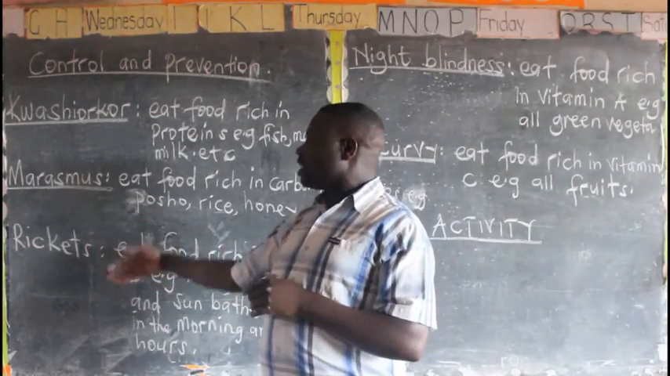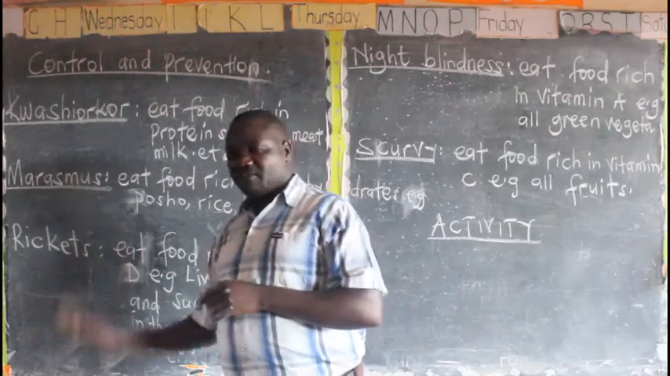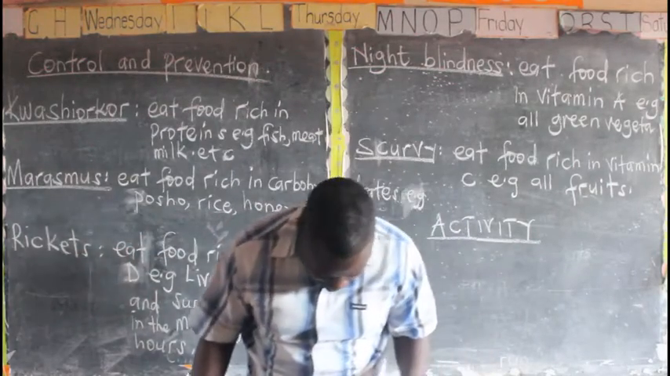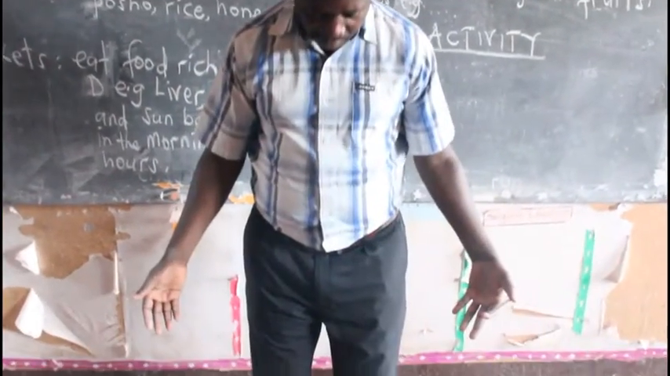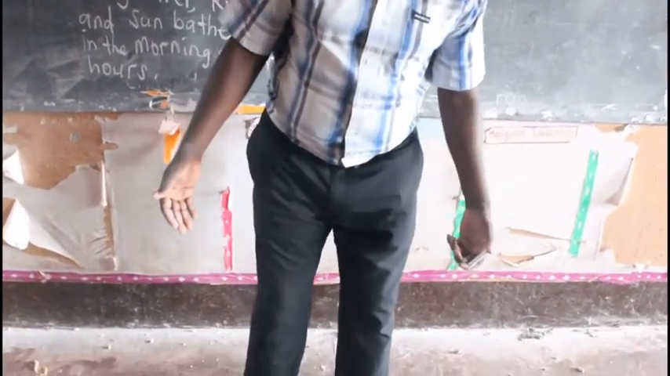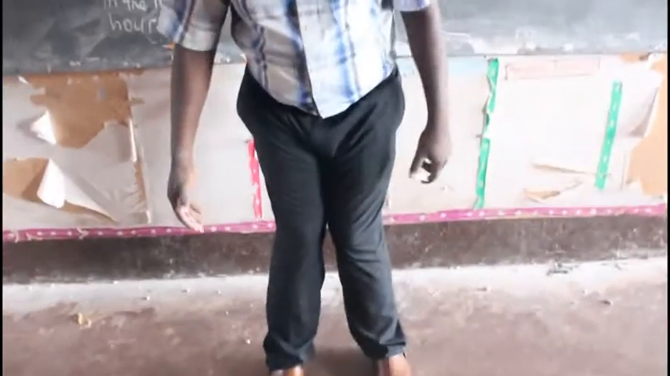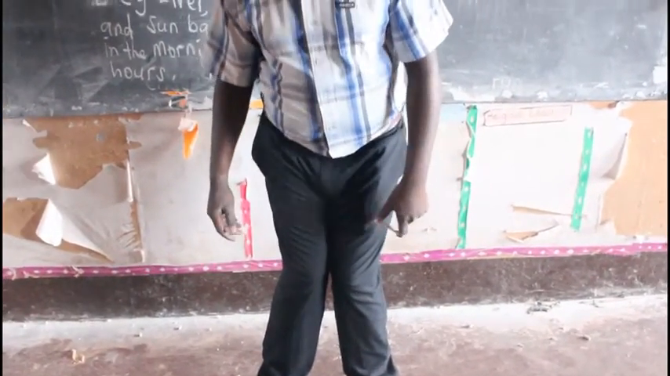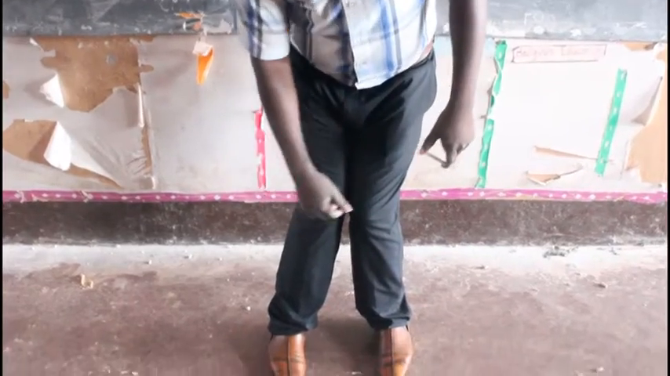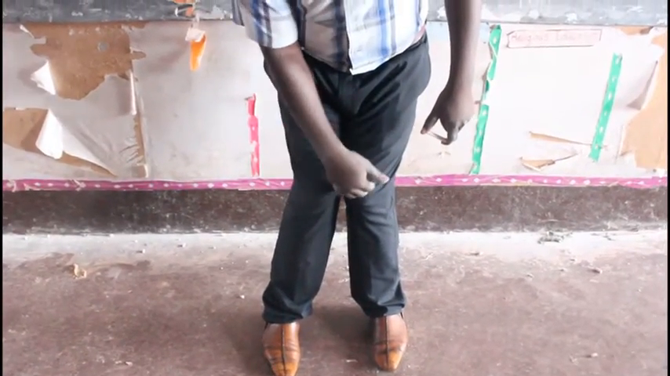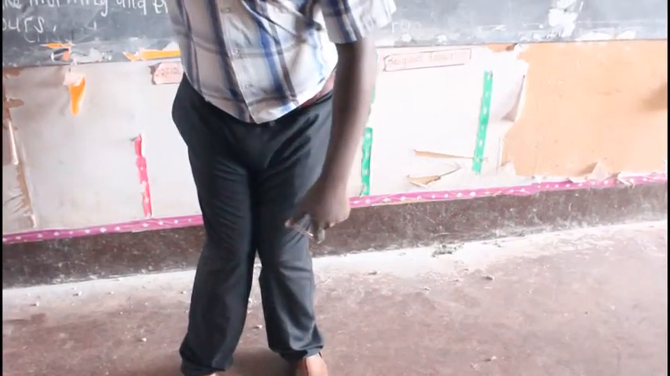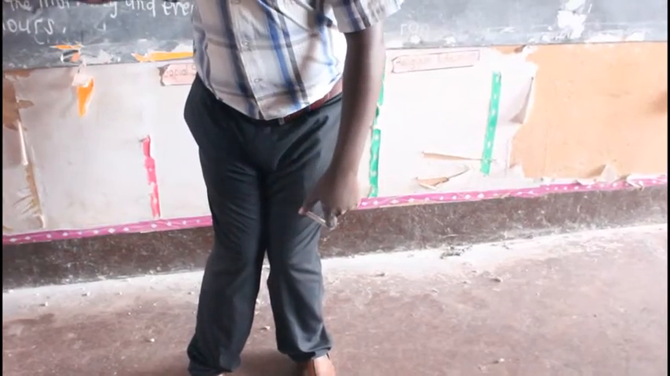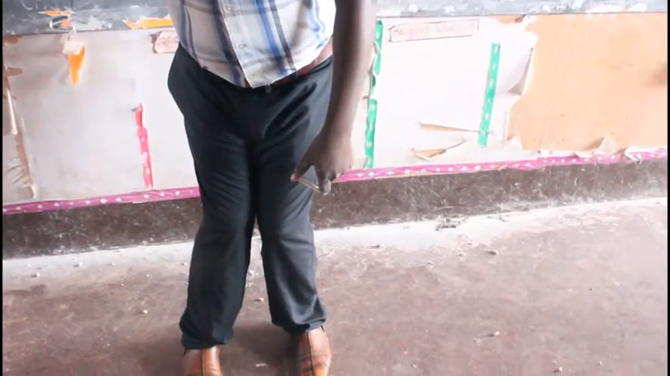Somebody will say, how can you know when one is suffering from rickets? You can know by observing the structure of the limbs, or we can say the legs. Okay, children? So we have this sign number 1. You will find children of this category with knickerbocker legs. A person will be moving like this. It is caused by lack of vitamin D in the body, and the disease we call rickets.